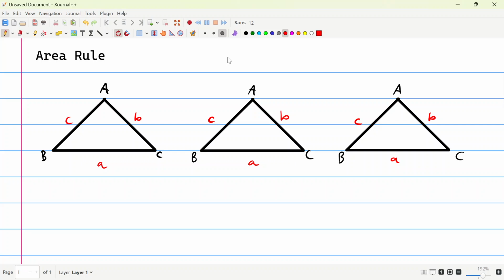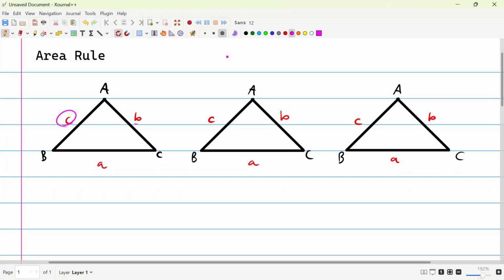Hello everybody. In today's lesson, we are going to be dealing with the area rule. Now, when we use the area rule, we usually need to consider the following factors. If we have two sides, let's say C and B in this triangle, and we want to determine the area, and the angle between these two sides is also involved in the problem, then we will use the area rule.